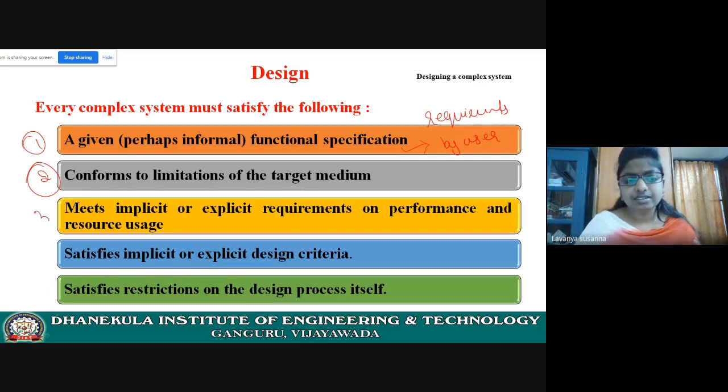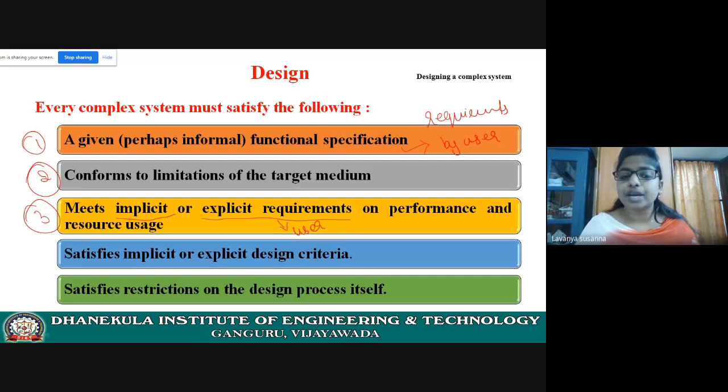Next, third one, it must meet implicit or explicit requirements. Explicit requirements means the requirements specified by the user. So while designing the complex system, you should see that your design must satisfy or meet all the requirements specified by the user.